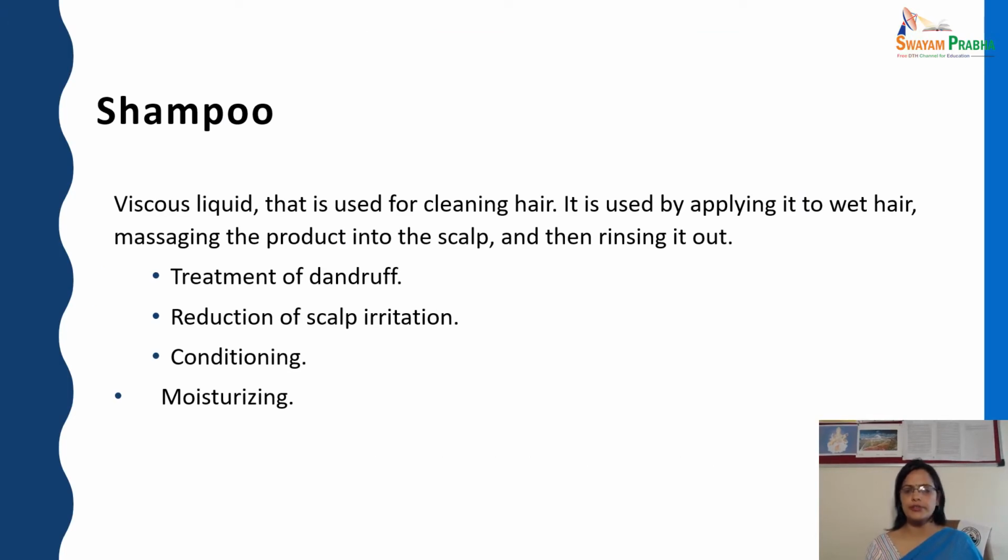Shampoo. Dear students, you are very familiar with shampoo. It is a hair care product basically used for cleansing the hair, typically in the form of a viscous liquid. It is applied to the wet hair. When you massage it, it produces foam and you have to massage it into the scalp. Then you have to rinse it out after 2-3 minutes. However, the shampoo may have a secondary function. It may include the treatment of dandruff and scalp irritation, and hair conditioning and moisturizing.